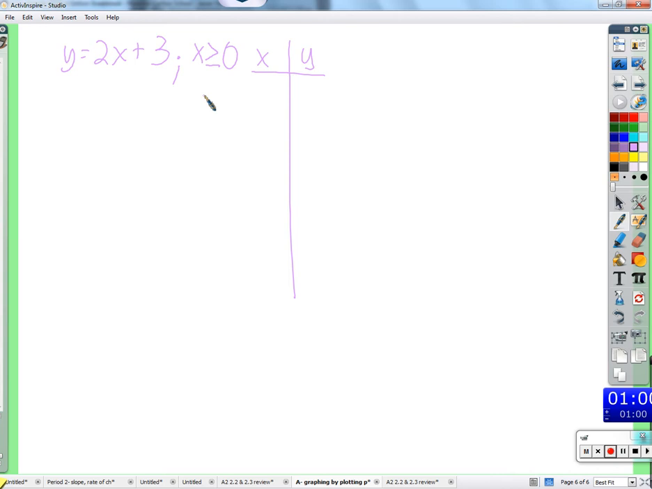So the word domain means the set of all the inputs. x is normally the input, so whatever you can plug in for x, that's the domain. Let me write that down here. Domain: set of all inputs. Usually for most functions, the domain is anything you want, all real numbers. Now in this case, is that true? Am I allowing you to put any number you want into this function? No. So I'm changing the domain. I am limiting it, restricting it. Restricting the domain. So here I am restricting.